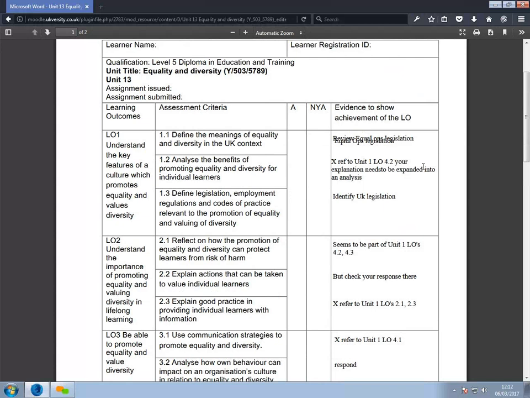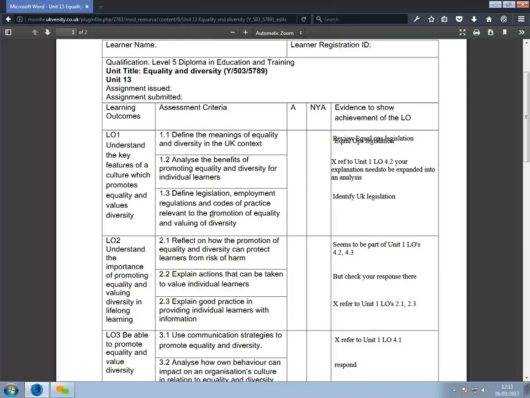Unit 2 is analyse the benefits of promoting equality and diversity for individual learners. Now this cross-refers to Unit 1, Learning Objective 4.2. Your explanation needs to be expanded into analysis. That's why the command verb here is analyse. Define, you just say what it is. If you analyse something, then you maybe need to expand what you've done at 4.2. Look at what you've written. If it doesn't cover this, then you can see Unit 1, 4.2; you don't need to write anything extra for that.